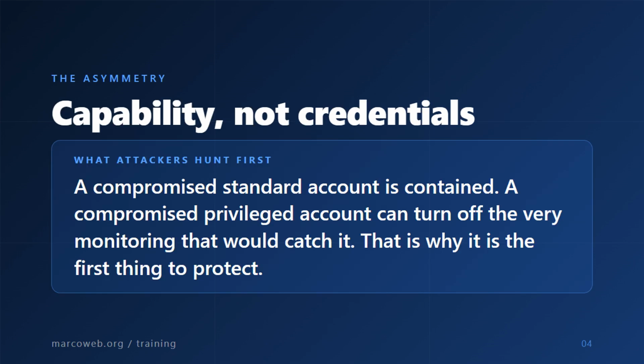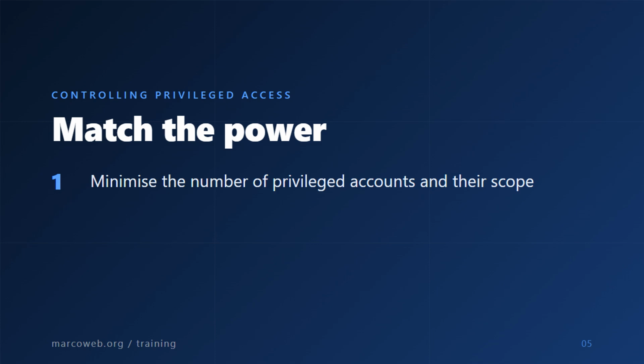And the consequence is asymmetric. A compromised standard account is a contained problem. A compromised privileged account can turn off the very monitoring that would catch it and reach everything. Attackers know this, so privileged credentials are what they hunt for first. When a question asks why administrator accounts warrant the tightest control, it is their capability, not their password or their frequency of use. Because the power is extreme, the control is correspondingly tight.